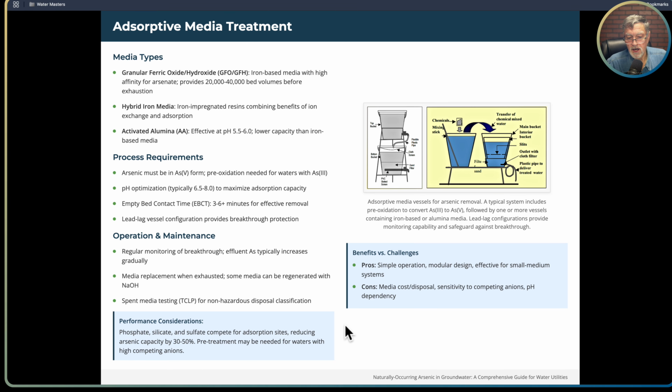So the benefits and the challenges of this are simple operation, modular design. It's effective for small to medium systems. So pretty much ideal for a small water system. The cons are the media cost and disposal, sensitivity to competing ions. So you need to manage those, and the pH dependency.